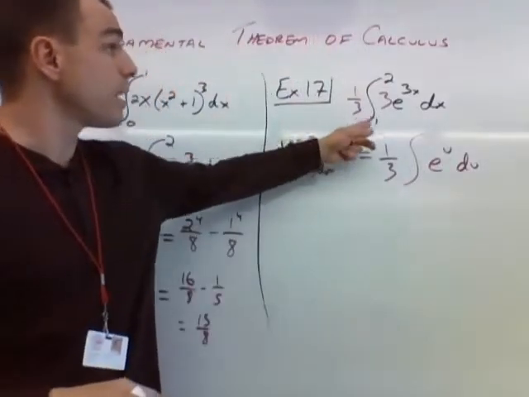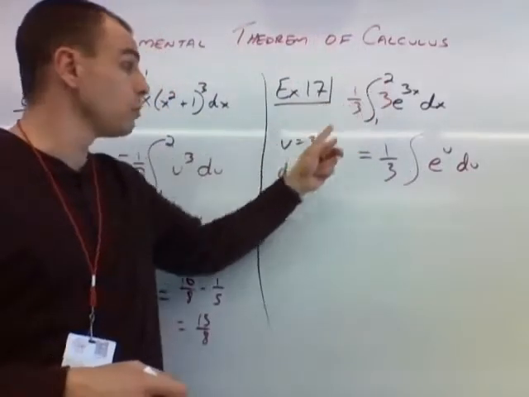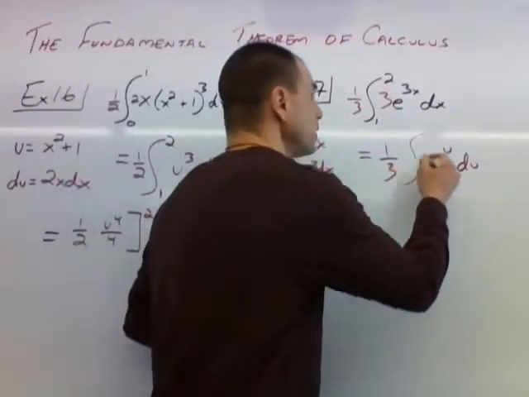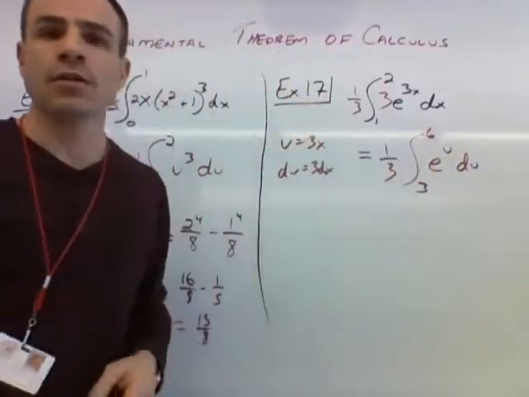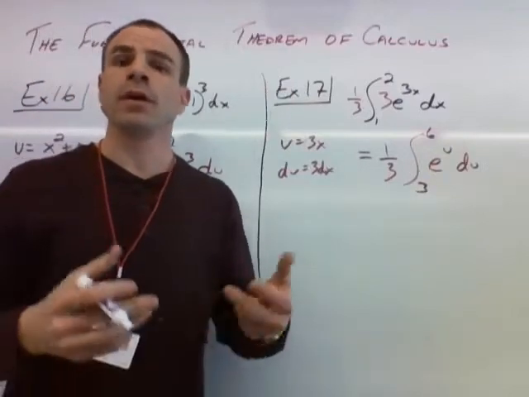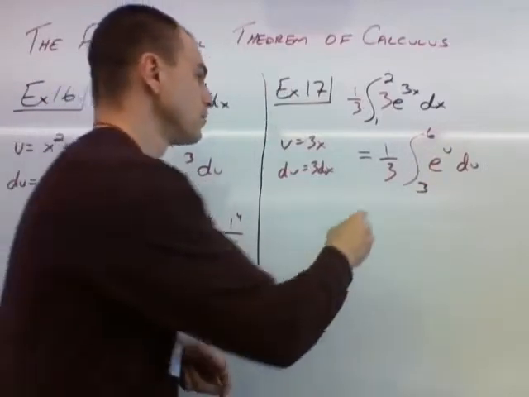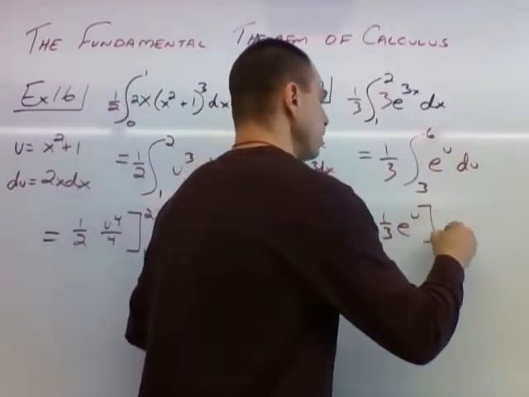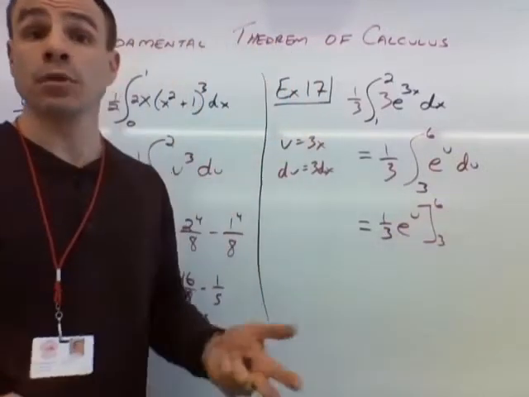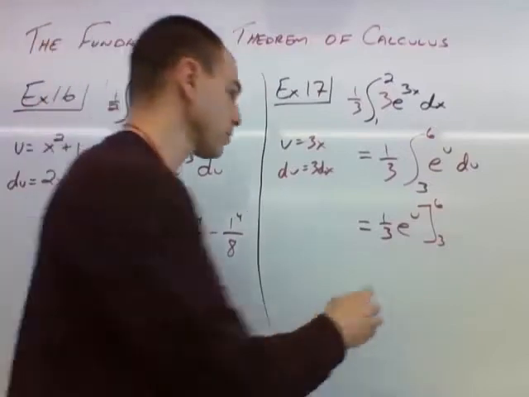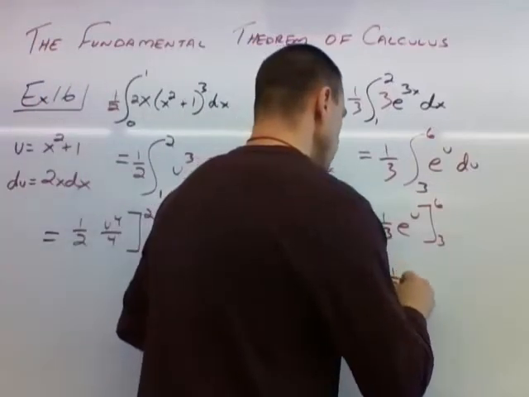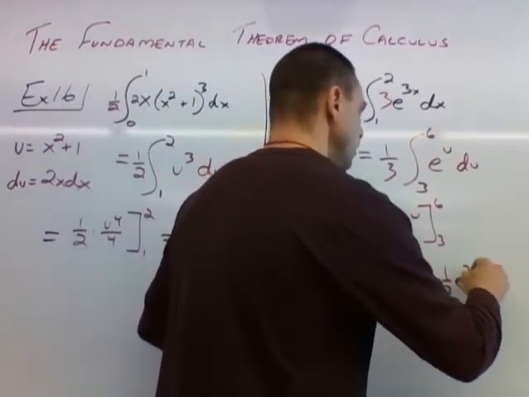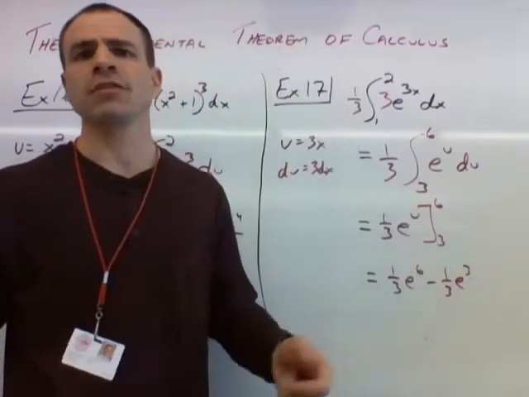We have to change our bounds. Our old bounds are 1 and 2. We have to triple them. 1 tripled is 3, 2 tripled is 6. There's our new definite integral. Take the antiderivative. So we have 1/3 e to the u, and that's being evaluated from 3 to 6. Plug in the 6 minus plug in the 3. So we have 1/3 e to the 6th minus 1/3 e cubed. That's as far as we need to go.